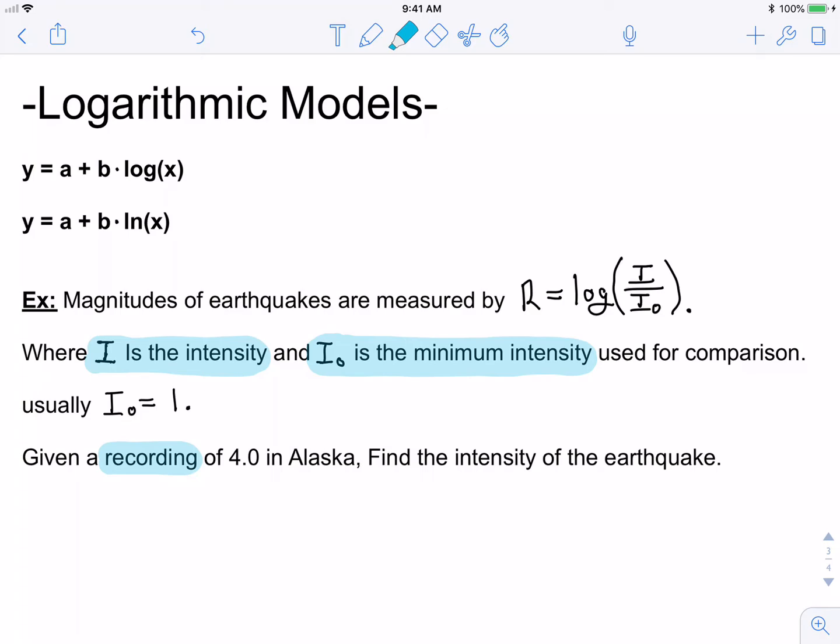Now let's see how this function works, and let's see why it's a rather surprising way to measure it, and how the Richter scale can really change as it goes up.